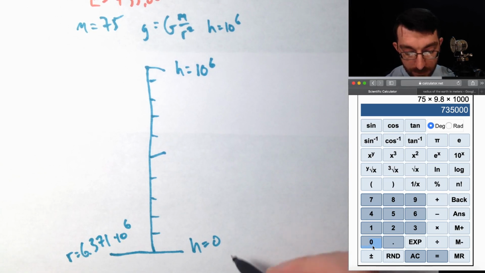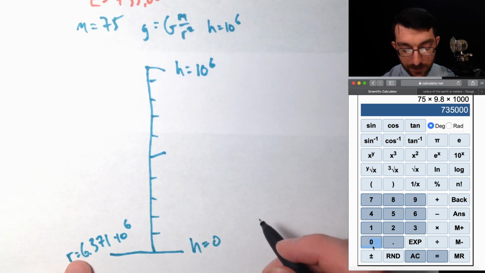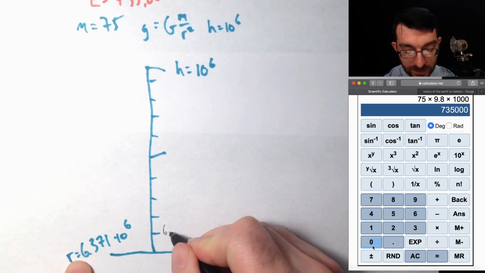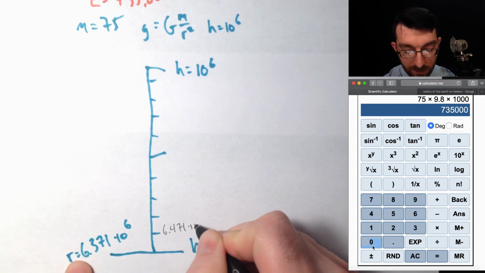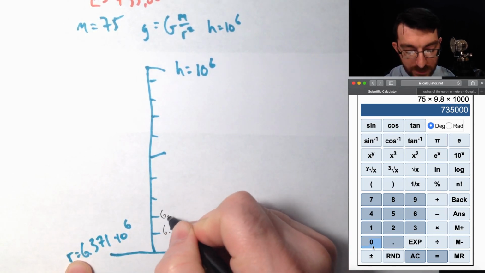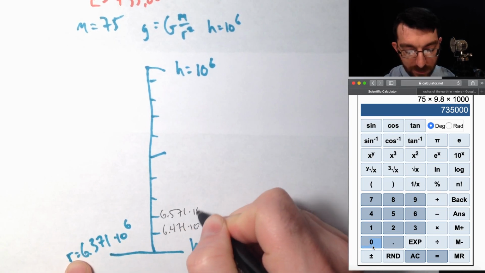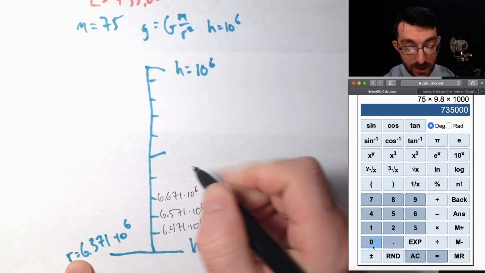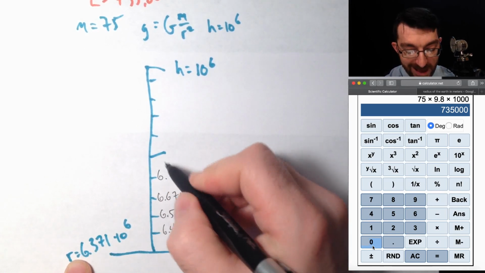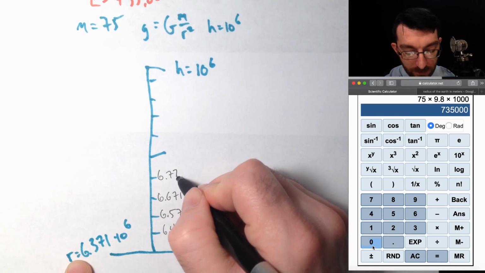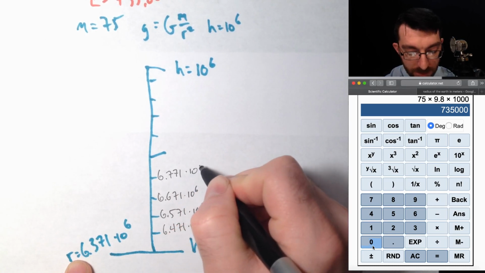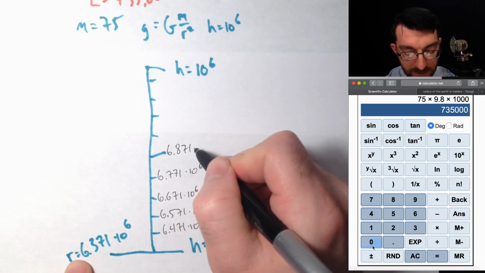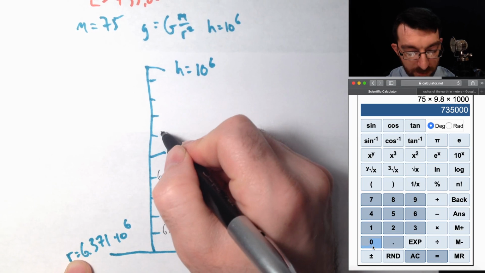I have 6.371 times 10 to the 6. 6.471 times 10 to the 6. 6.571 times 10 to the 6. 6.671 times 10 to the 6. Do you see that? I have to add 100,000 meters every single step. So that's just that first decimal in the expression in scientific notation.